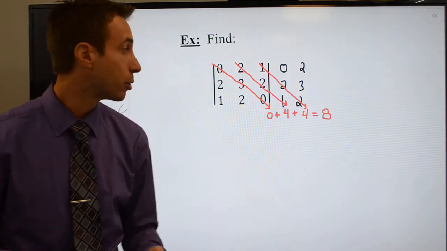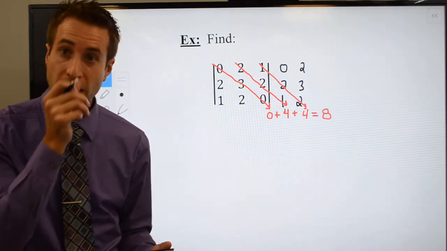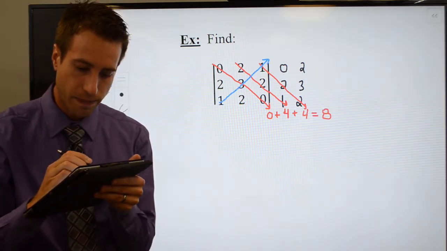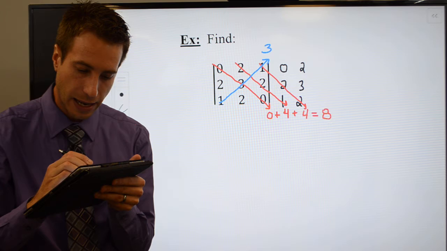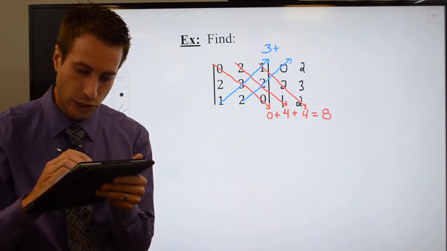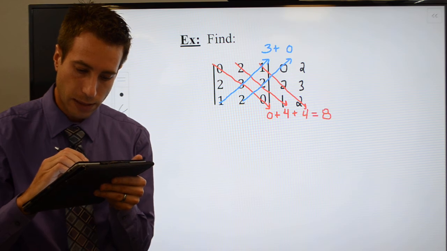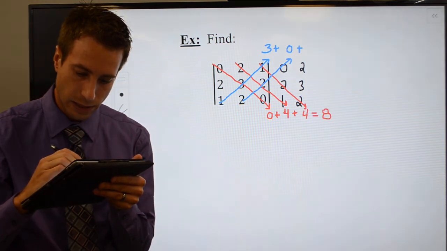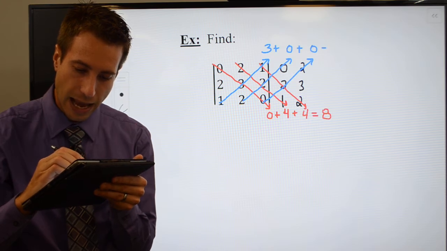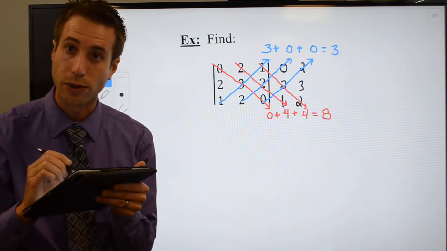I happen to have a blue marker here, so let's go ahead and do blue, going the other direction. So 1 times 3 times 1 gets me a 3. I'm going to add to that 2 times 2 times 0, which is a 0, plus 0 times 2 times 2, again, is 0. Add those up, and we wind up with a 3.